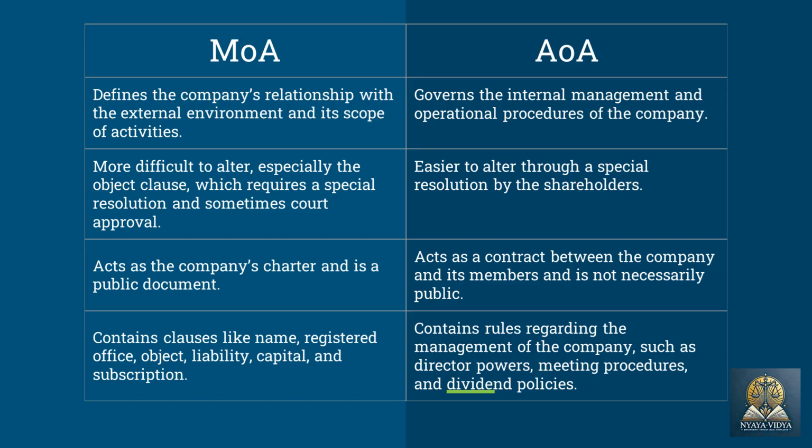Whereas AOA, articles of association, as we mentioned, is an internal document, so it is very easy to alter. All they have to do is start with a special resolution, and once we get the approval from a two-third majority of the shareholders, the resolution will be passed and something can be amended.